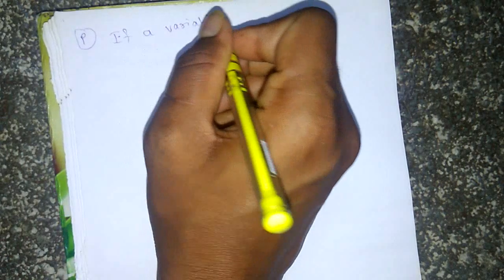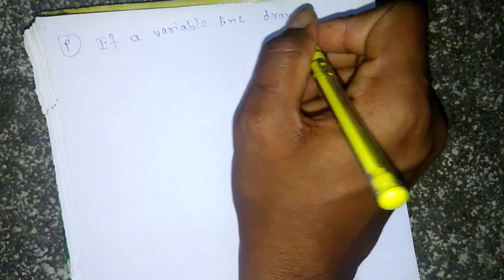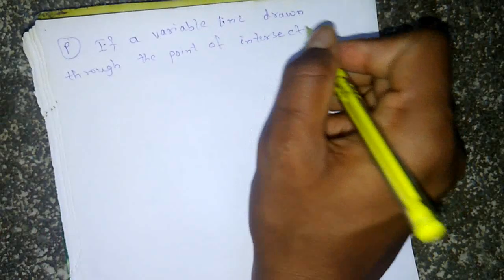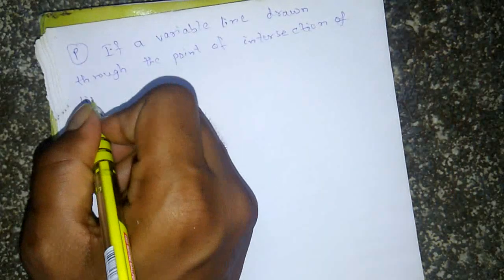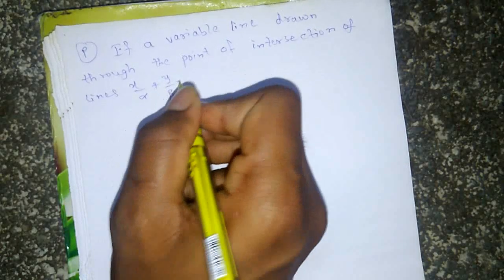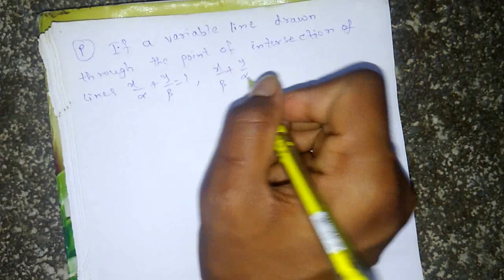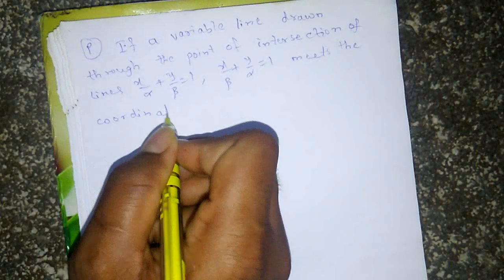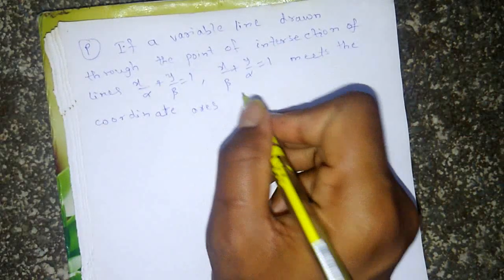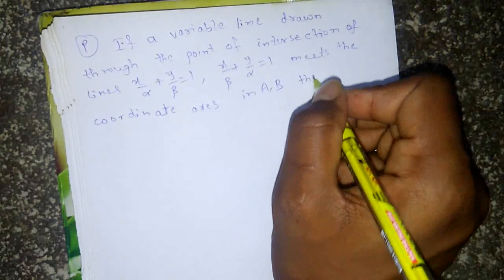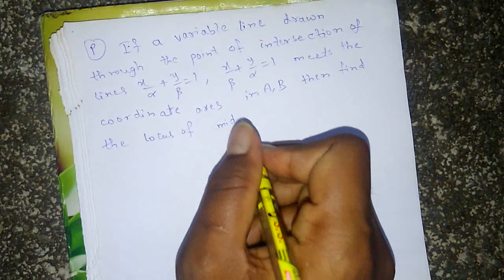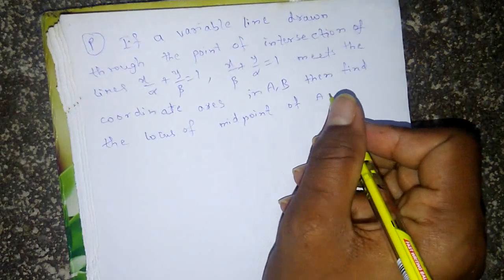If a variable line drawn through the point of intersection of the lines x/alpha + y/beta = 1 and x/beta + y/alpha = 1 meets the coordinate axes in A and B, then find the locus of the midpoint of AB.